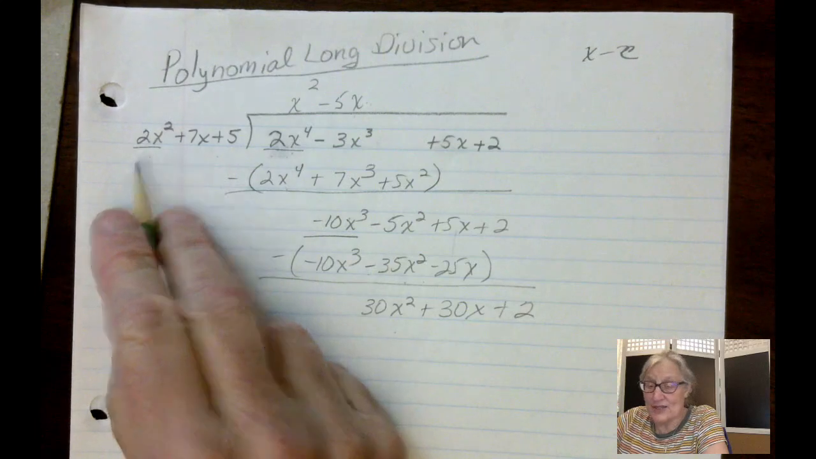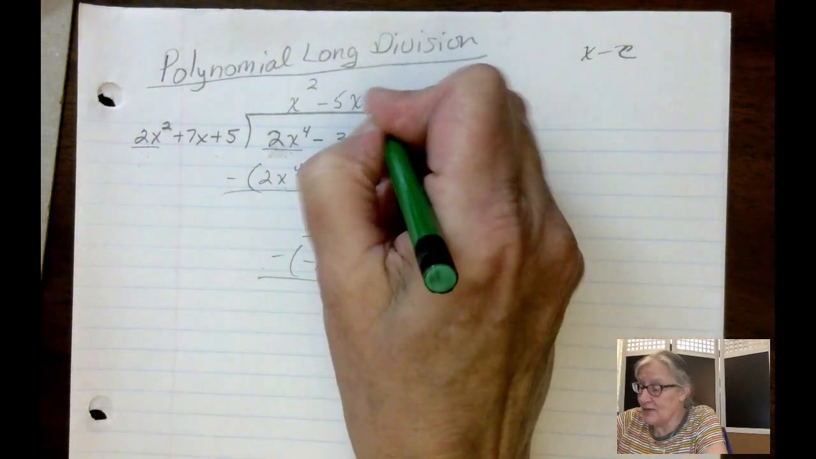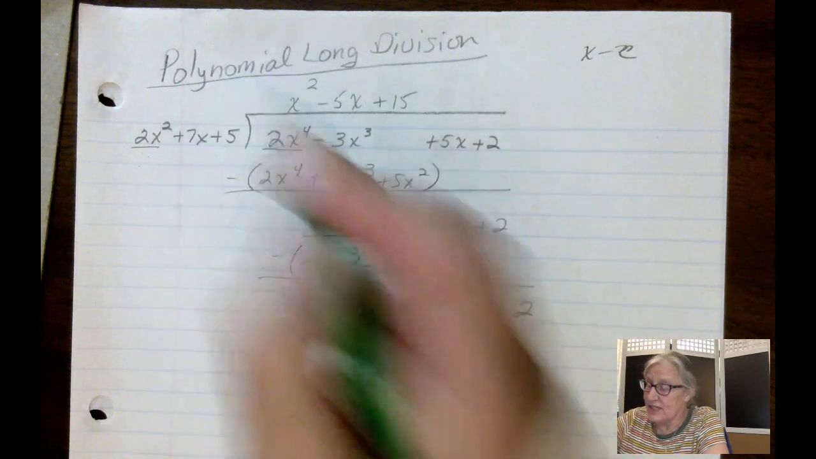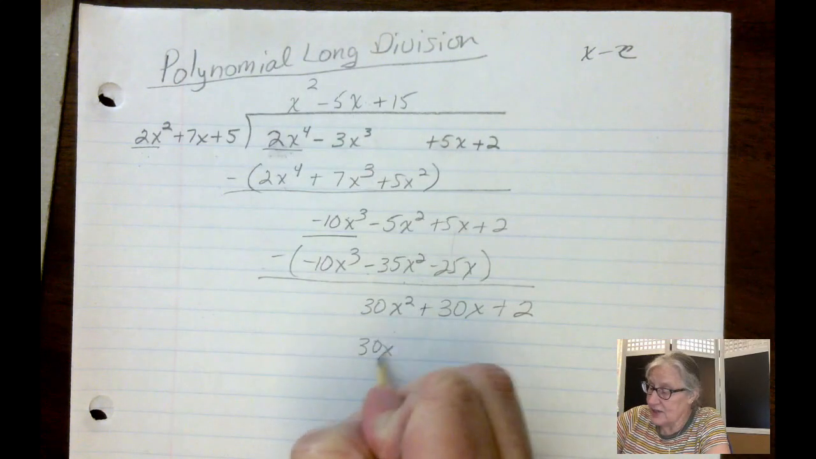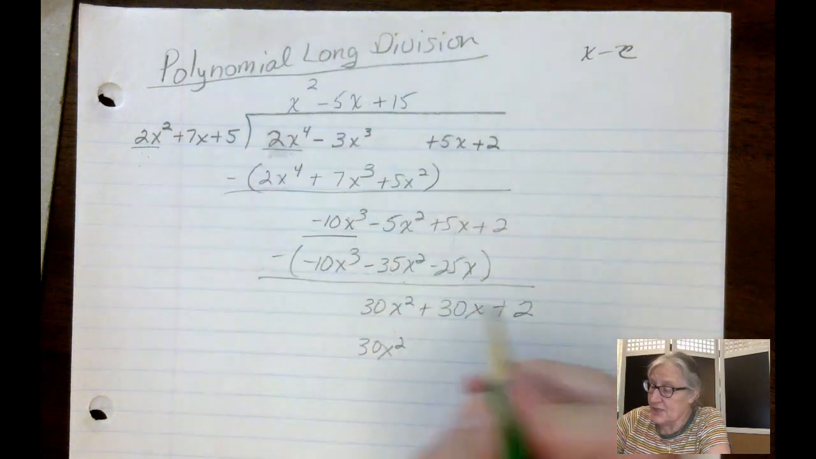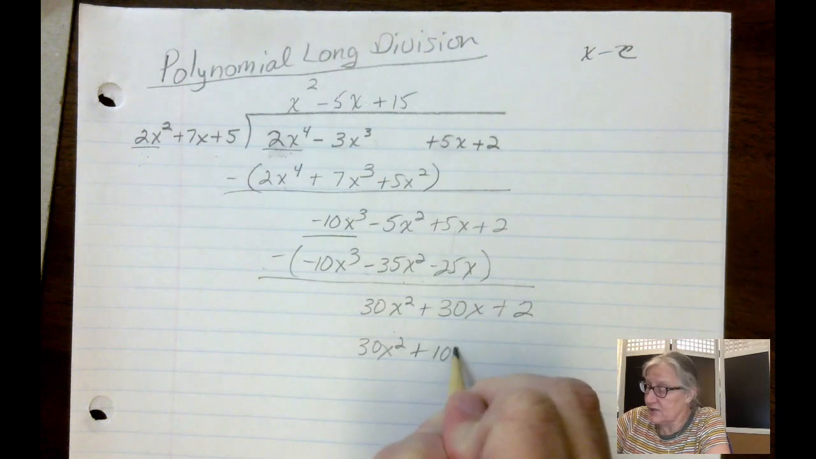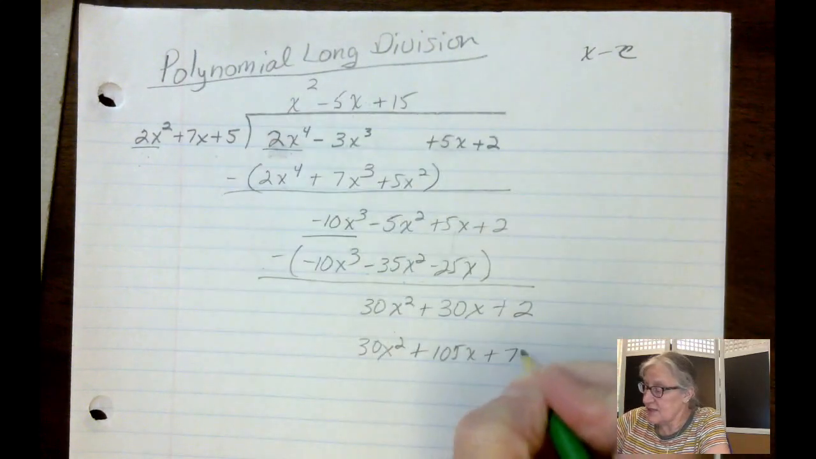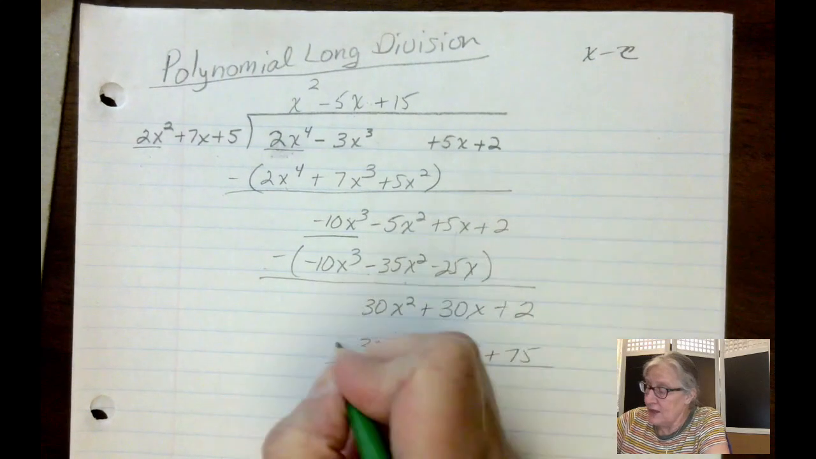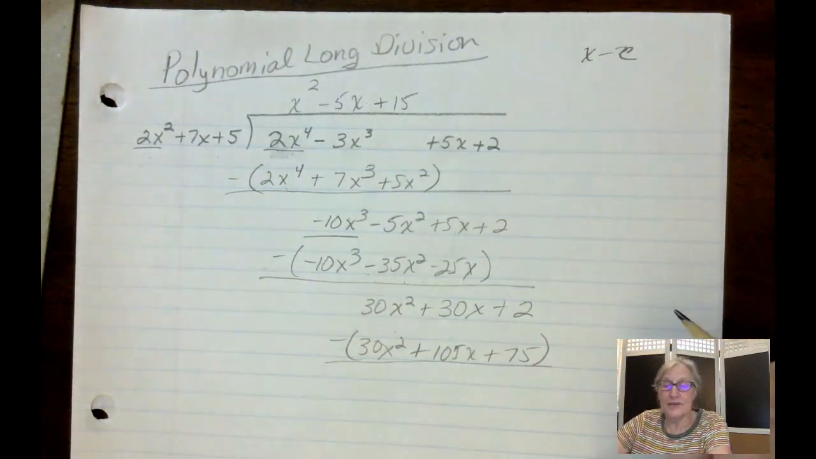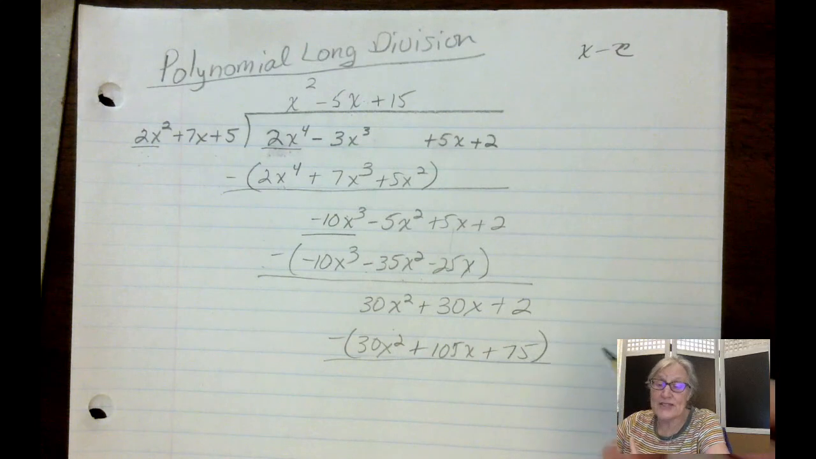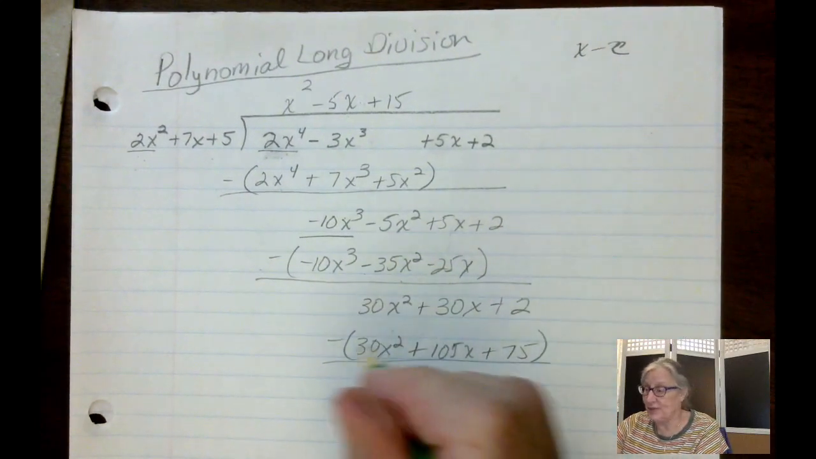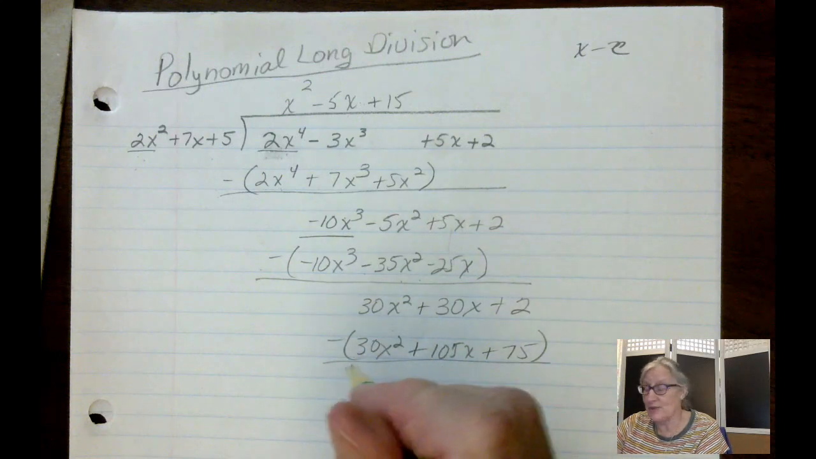Okay, now we want the 30x squared. So we have 2x squared, and if we multiply that by 15, we're going to get 30x squared. So 15 times 2x squared is 30x squared. 15 times a plus 7x is a plus 105x. And 15 times 5 is a plus 75. And we're going to subtract that row. By the way, I put the parentheses there as a reminder that I'm going to subtract every term.